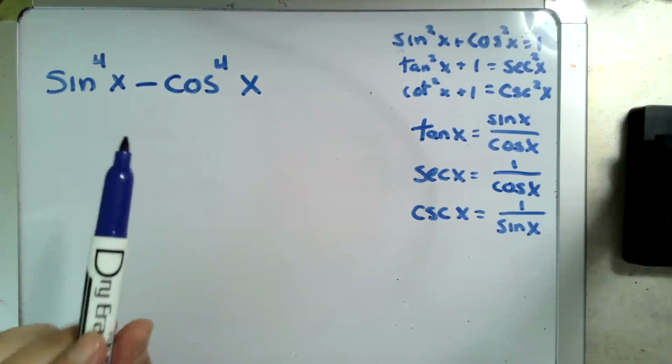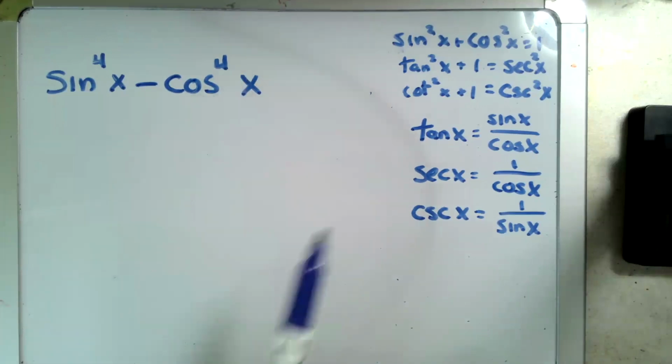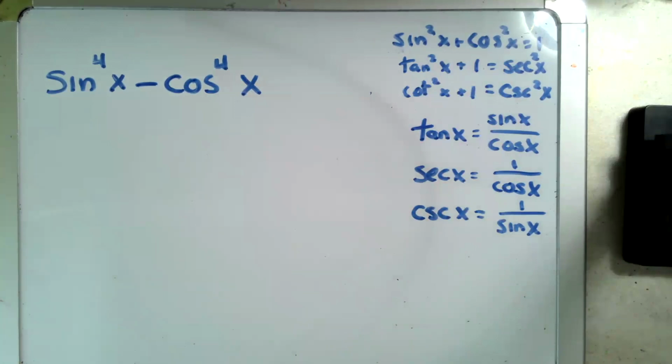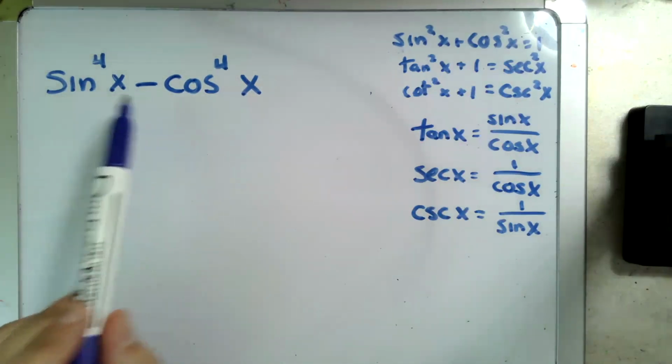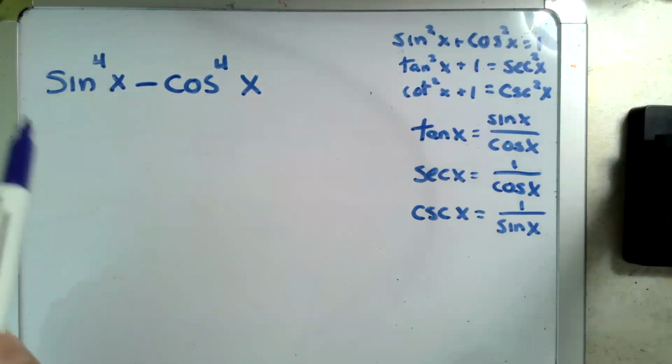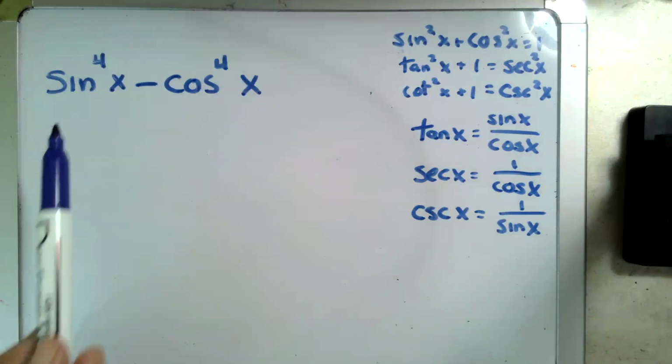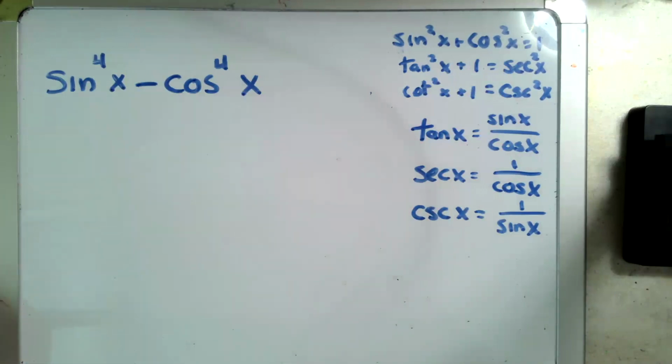Okay, let's do another. Sine to the fourth x minus cosine to the fourth x. Wait, what? We've got squareds. We don't have to the fourths. What's happening? Yes, I understand. Relax, we're all good. What I do see is that I have something to an even power minus something else to an even power. This is a difference of squares.